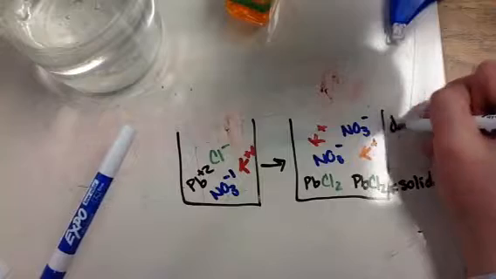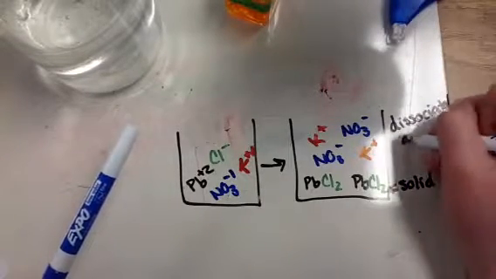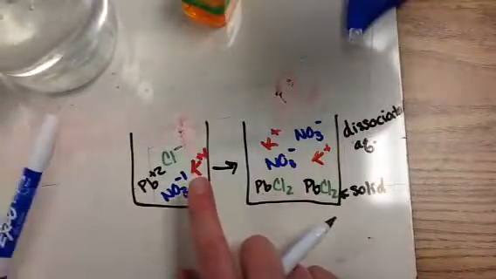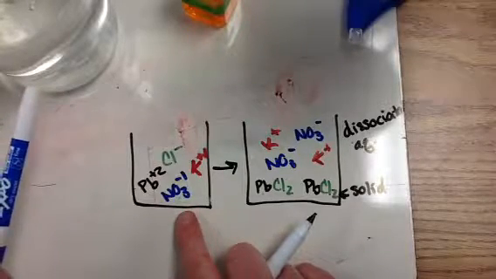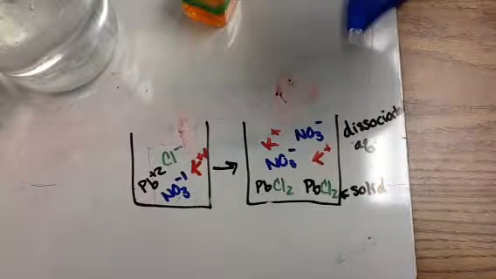And these guys are your dissociated aqueous. So remember, if everything is aqueous, they're all dissociated. It's just a glop of ions floating around. We need one to form a solid in order for something new to have actually been formed.